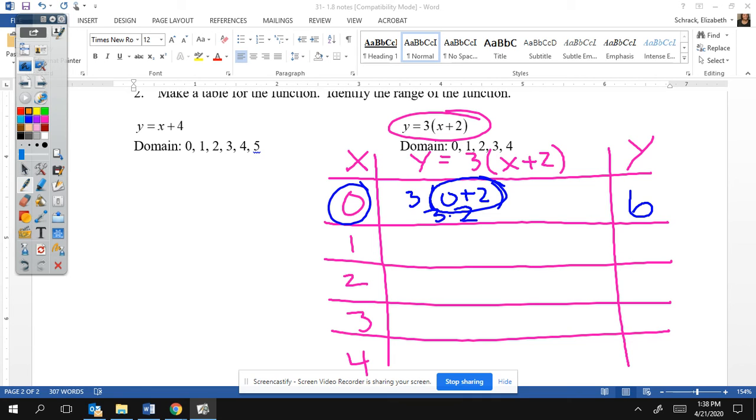The second one in a different color. I'm going to put in 1 in place of x. So it's 3 times 1 plus 2. Again, order of operations tells us do what's inside the parentheses first. 1 plus 2 is 3. 3 times 3 is 9.